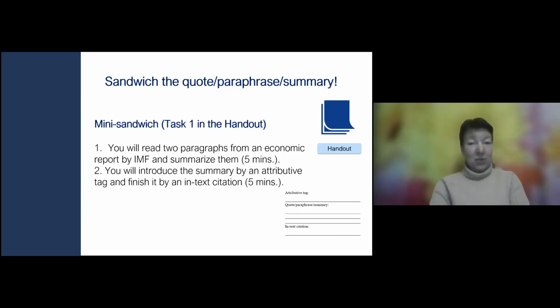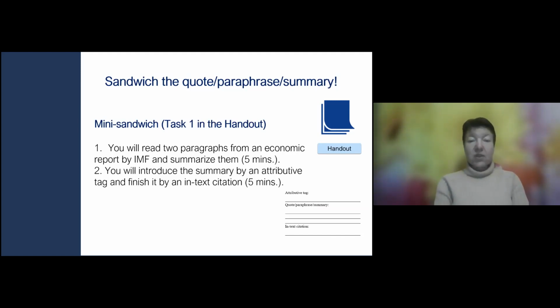So what you're going to do now, you will go to your handout. You will find task 1 in the handout. In that task 1, there are two points. You will read 2 paragraphs from an economic report by the International Monetary Fund that has been published.